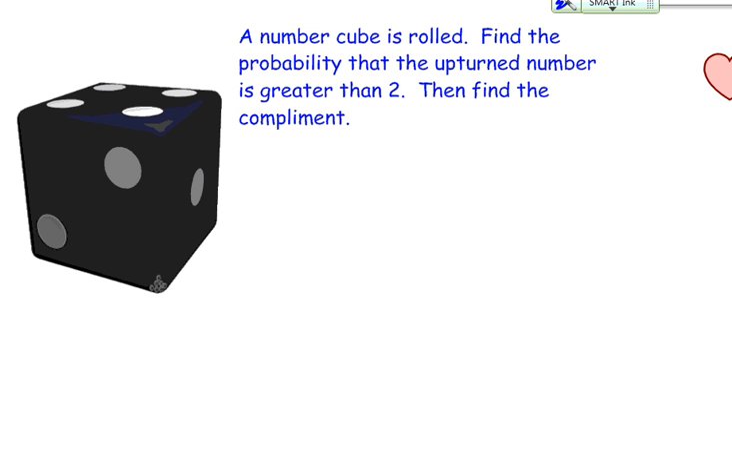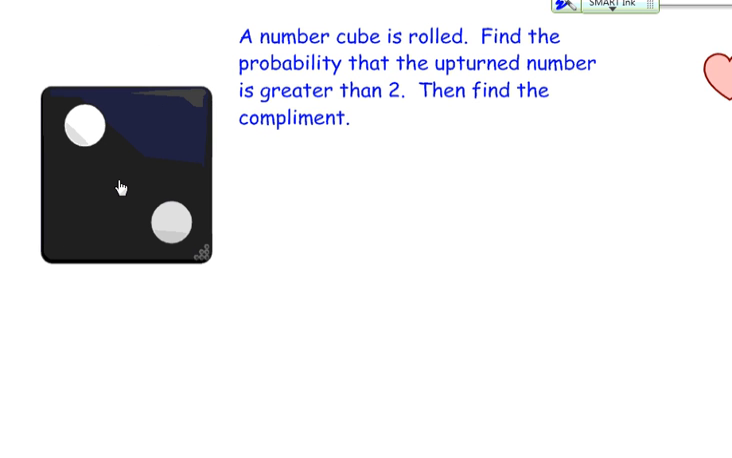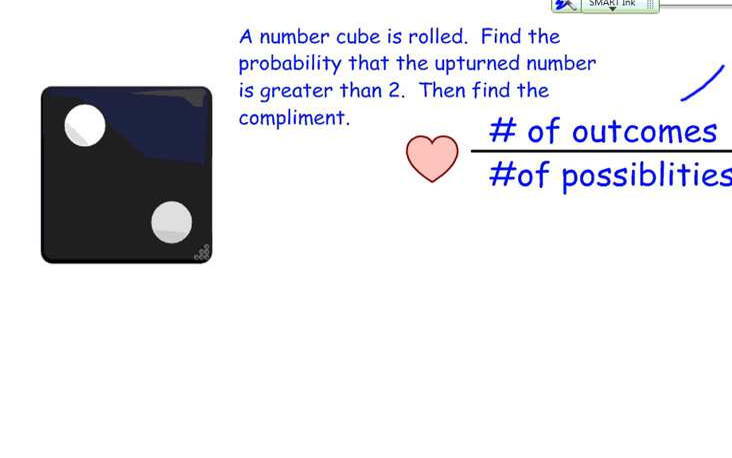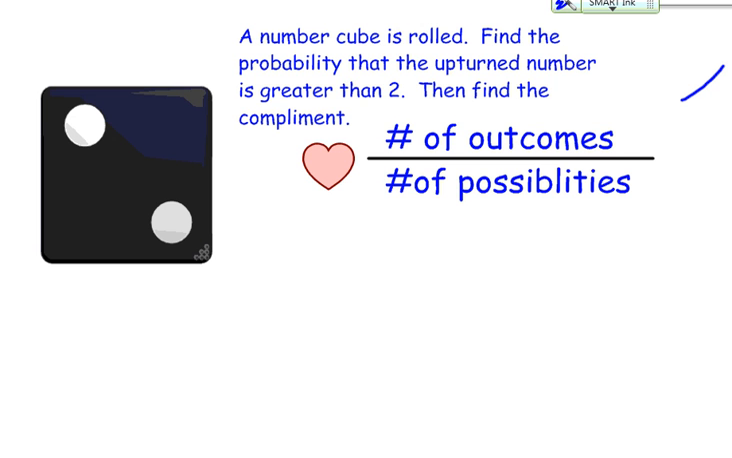Then find the complement. So if I'm going to roll this die, I want the number to be greater than 2. So that's going to be 3, 4, 5, or 6. All right. 3, 4, 5, or 6. So we're going to follow this simple formula. We have the number of outcomes of the event, sometimes we would call this our desired outcomes, what we want, compared to the number of possible outcomes.